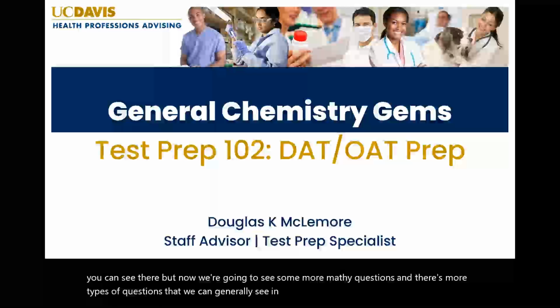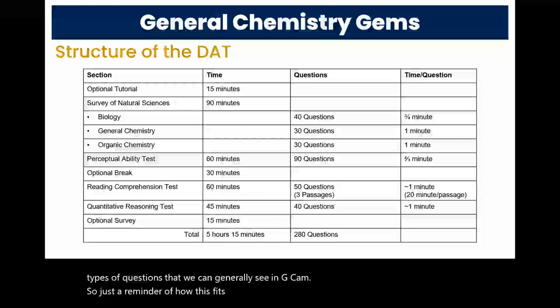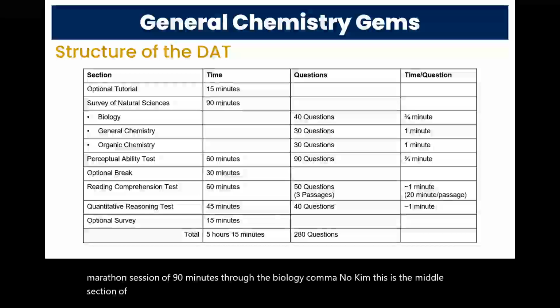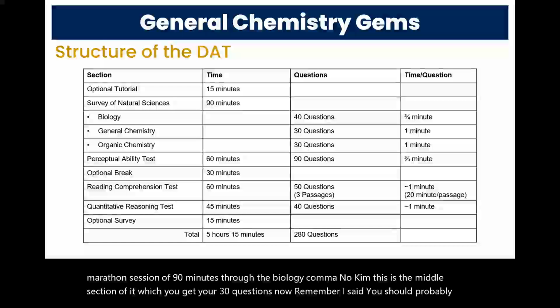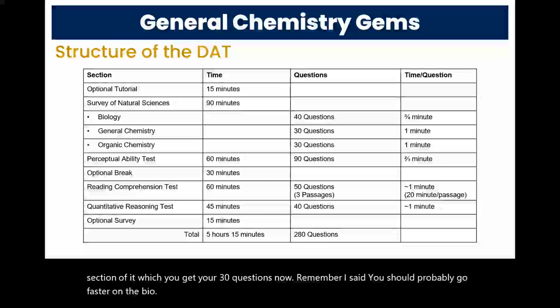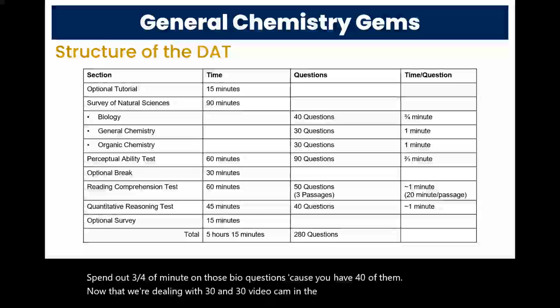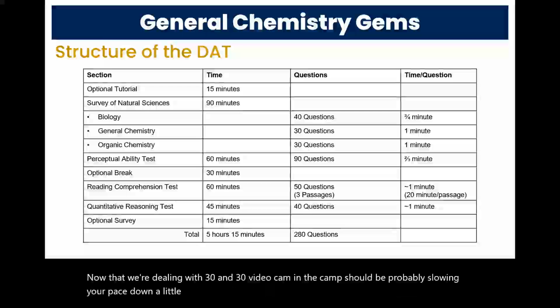So just a reminder of how this fits into the DAT and the OAT as a whole is it's part of that marathon session of 90 minutes through the biology, GChem, and OChem. This is the middle section of it, which gives you 30 questions. Now, remember, I said you should probably go faster on the bio, spend about 3/4 of a minute on those bio questions because you have 40 of them. Now that we're dealing with 30 and 30 of the OChem and the GChem, you should probably be slowing your pace down a little bit to a minute per question.